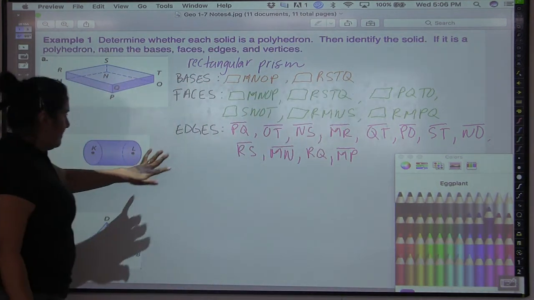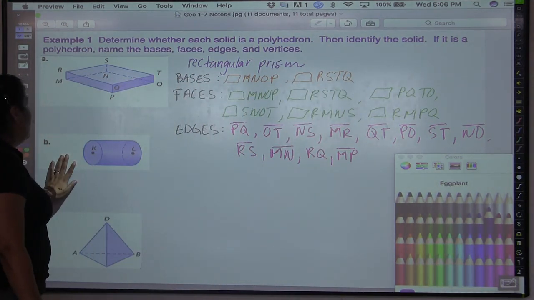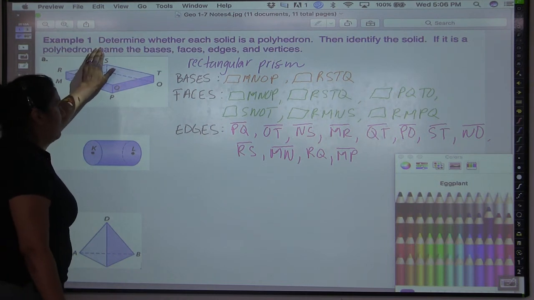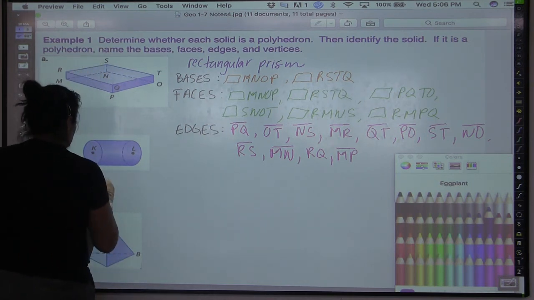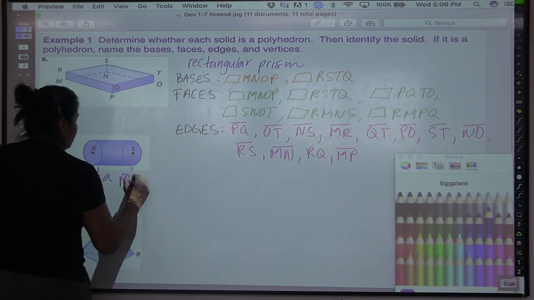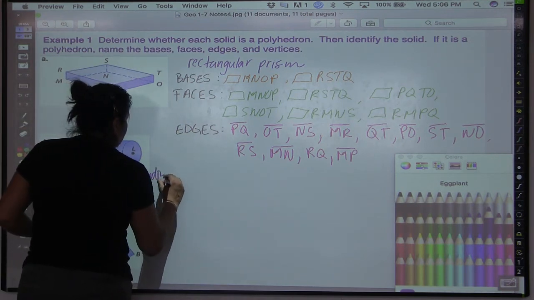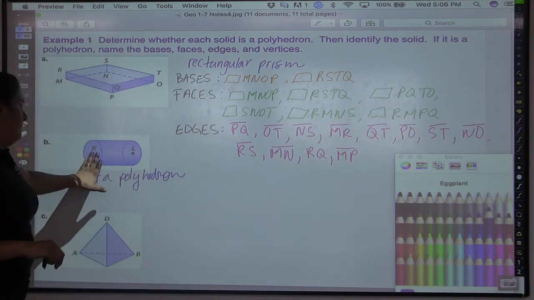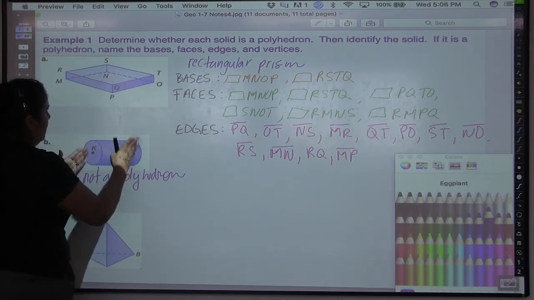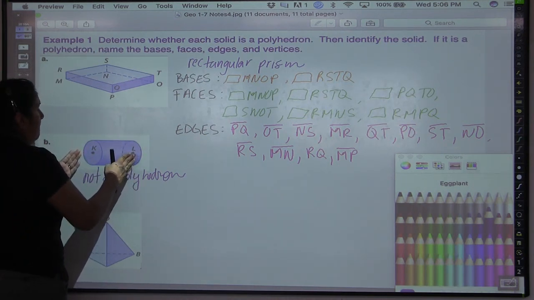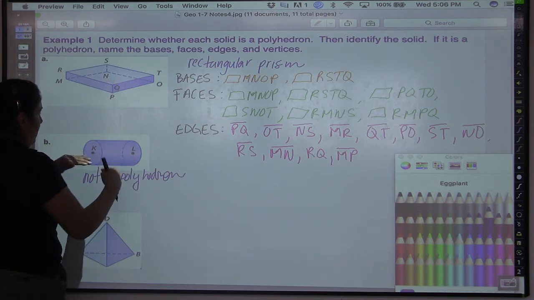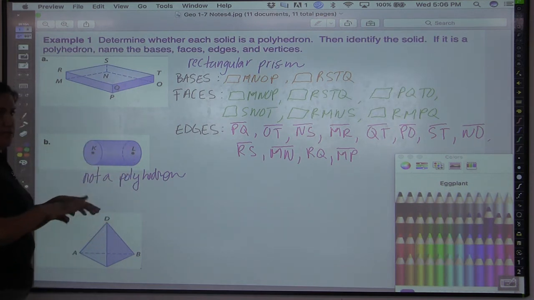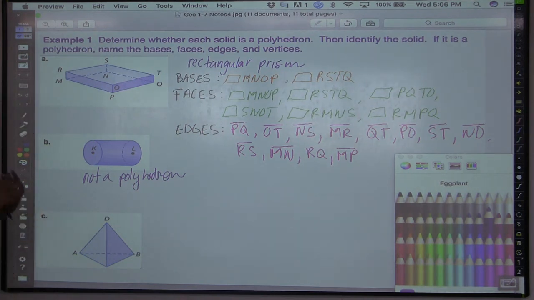if you're thinking, oh my gosh, we're running out of space, it's okay, because when you look at part B, the first part is determine whether each solid is a polyhedron. This one is not a polyhedron. And the reason why it's not a polyhedron is because it only has the two parallel faces, but the surface area around is a curved surface. Remember we said that for a polyhedron, all of the surfaces have to be flat. So you don't have a flat surface for this solid. It has a curved surface.